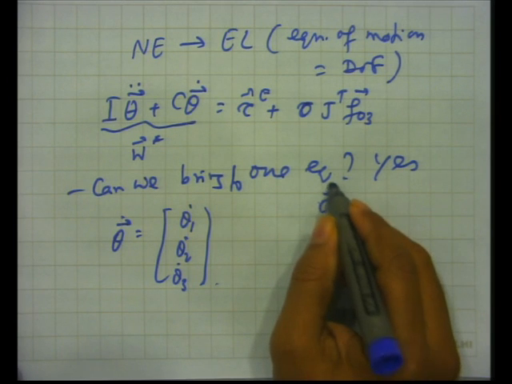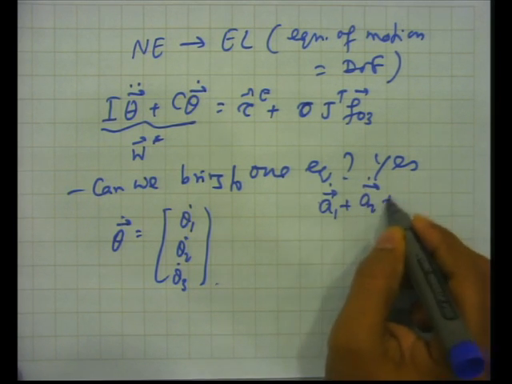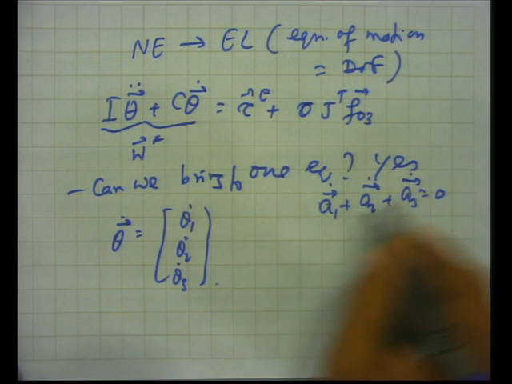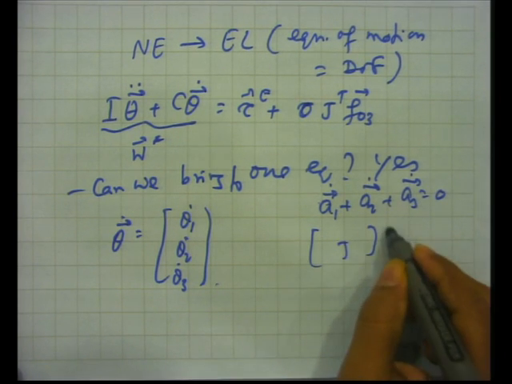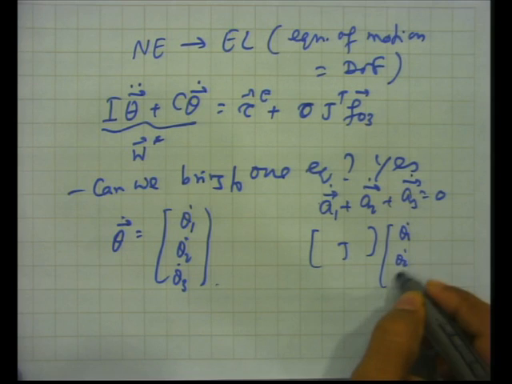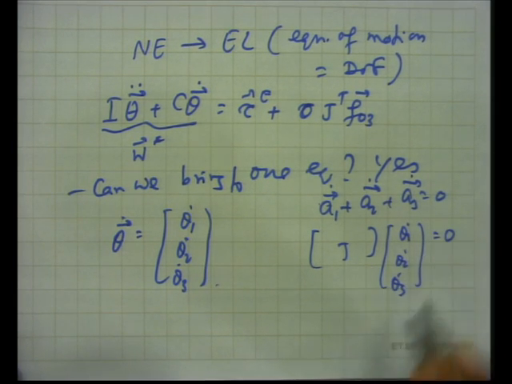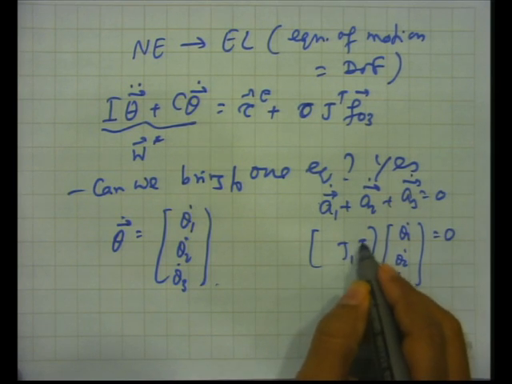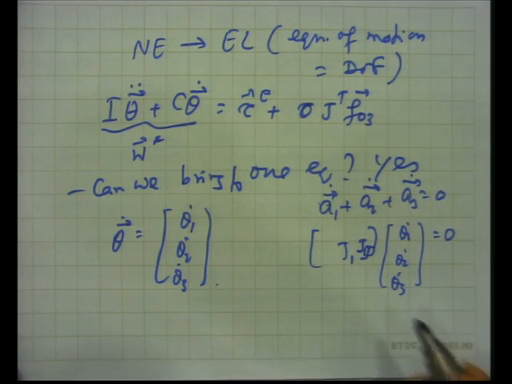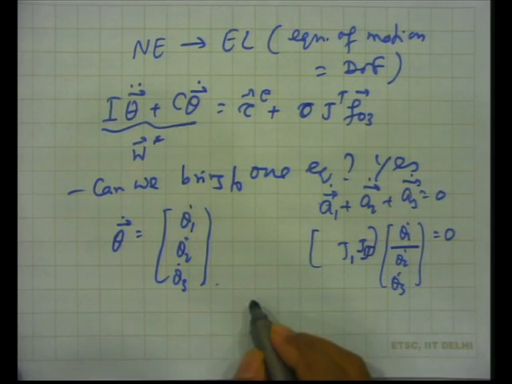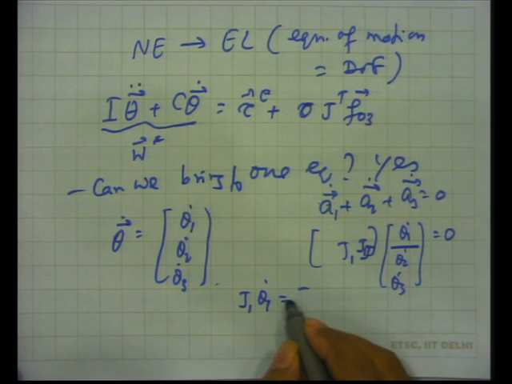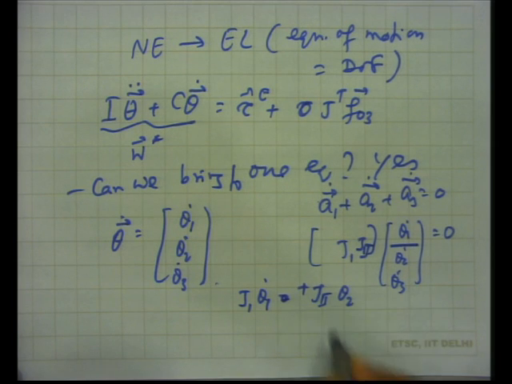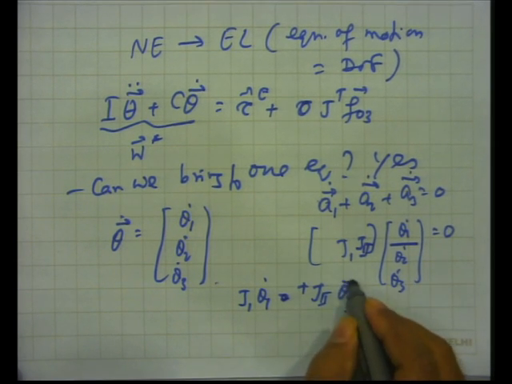So, what we can do, we can use our earlier constraint equation A1 dot plus A2 dot plus A3 dot is equal to 0, that we have written as J times theta 1 dot, theta 2 dot, theta 3 dot is equal to 0. You can partition this J as J1 and J2, where you partition in the following manner. So, J1 theta 1 dot plus J2 theta 2 dot is equal to 0.